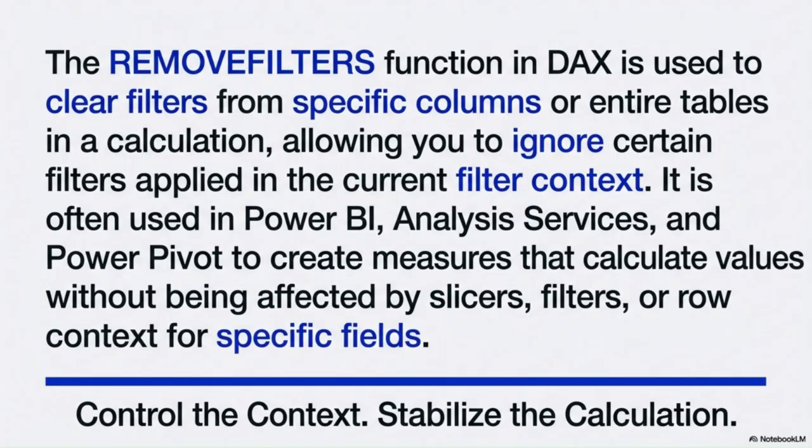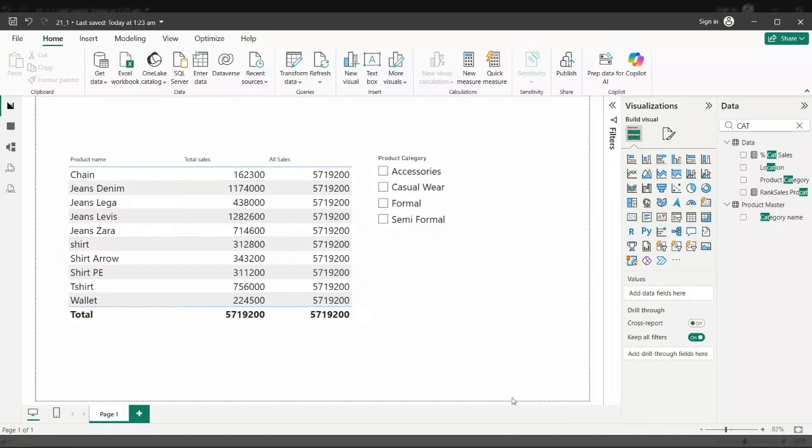To summarize, REMOVEFILTERS clears filters from columns or tables. It is used inside CALCULATE. It ignores the slicers and visual filters, ideal for totals, benchmarks, and comparisons. If you want full control over your calculations and want to ignore the current filter context, REMOVEFILTERS is the right tool. So now we'll see how it can be used practically.